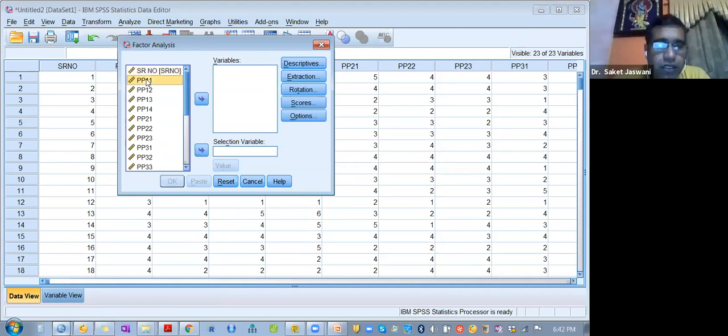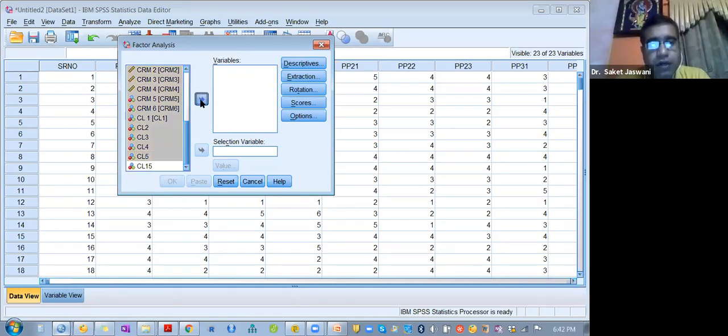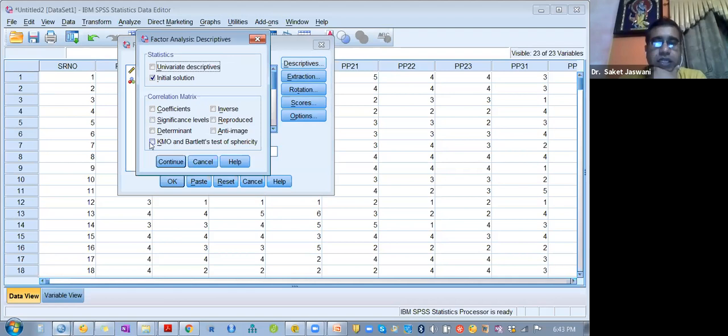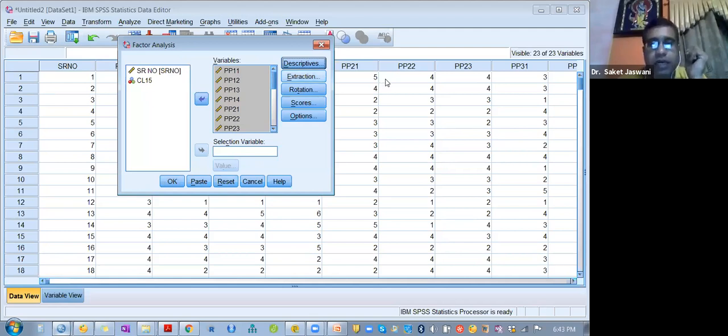So you can see all the items here. In this particular factor analysis, you need to transfer all the items at one go. Select all the items and then transfer them. Okay, all the items have been transferred here. Now you need to select various options out of these tabs. The first tab is Descriptives. There you need to select KMO and Bartlett's test. Just check KMO and Bartlett's test. Click on Continue. Then click on Extraction.